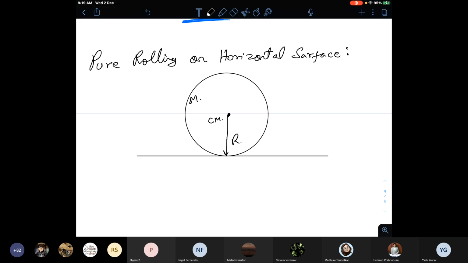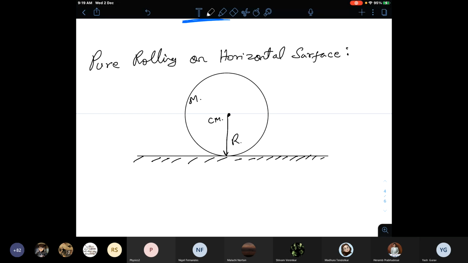And now see, I have told you that friction is required. Friction is necessary. That is also not an exactly true statement. We will just nullify that statement over here only. But for now let us assume that there is friction. Now if it is showing pure rolling, that means there must be some force acting on it.